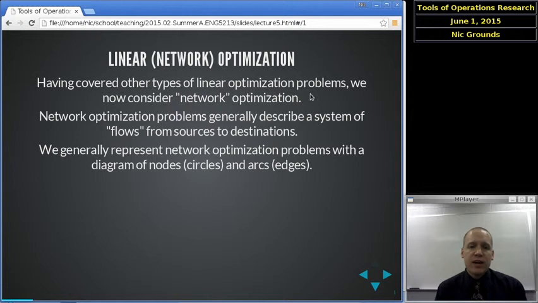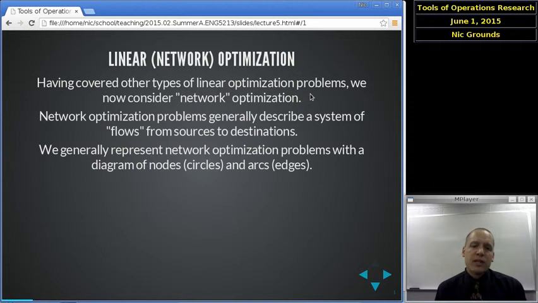That is, you have, let's say, some product that you're going to ship from some source to some destination. Or let's say in some other kind of mechanical process, you have something that's moving or flowing from one place to another. And we can represent those kinds of systems as long as they are linear in a linear network optimization. And so we're going to consider several examples that look like that.